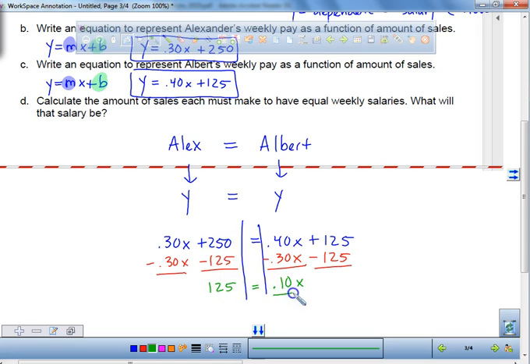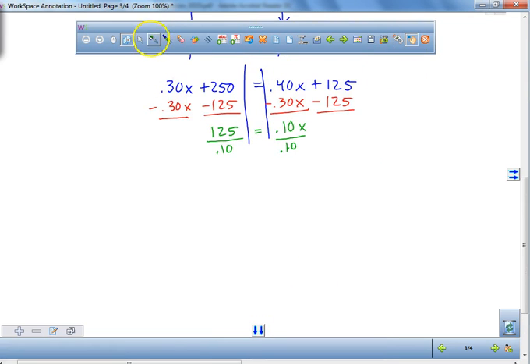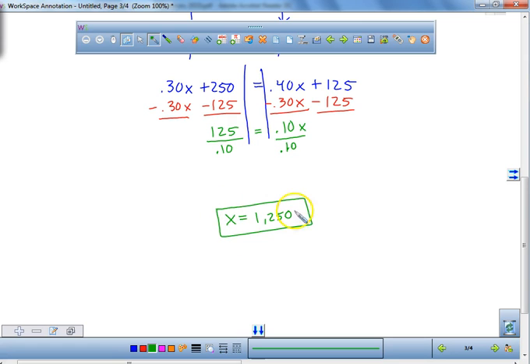Now all I have to do is divide both sides by 0.10. Dividing by a 10. So you're going to do 125 divided by 0.10 in the calculator, and you're going to get x equals 1,250. Now how did I know that off the top of my head? Because whenever you divide by a 10, that's like multiplying by 10. If you divide by a 10, you're multiplying by 10. And 10 times 125 is 1250. Now if you didn't know that, you can type it in the calculator and you'll still get the same answer.